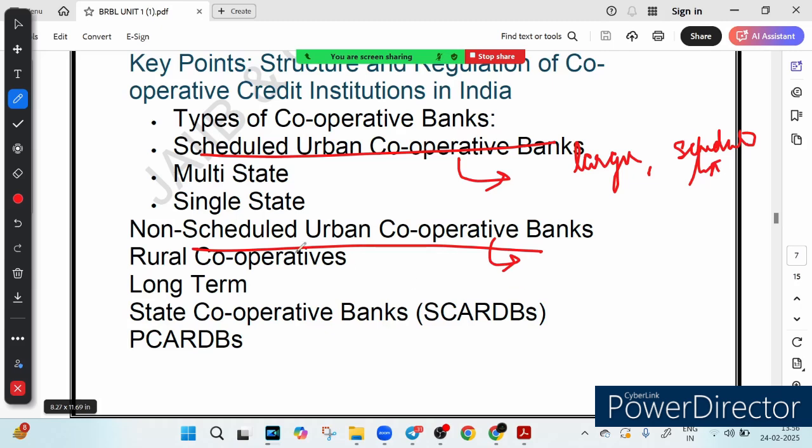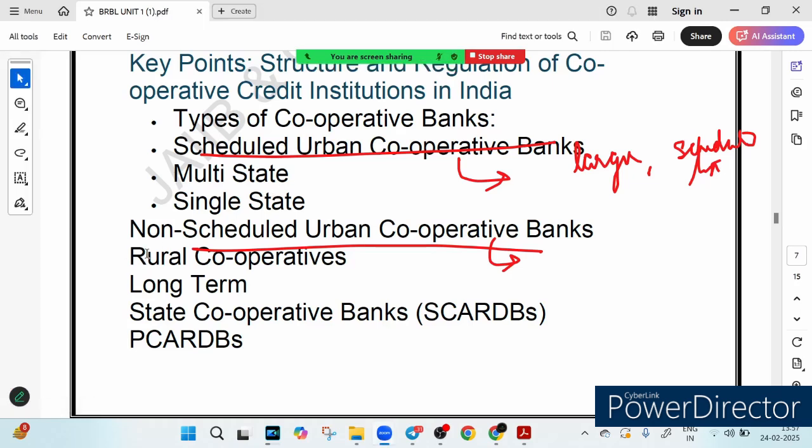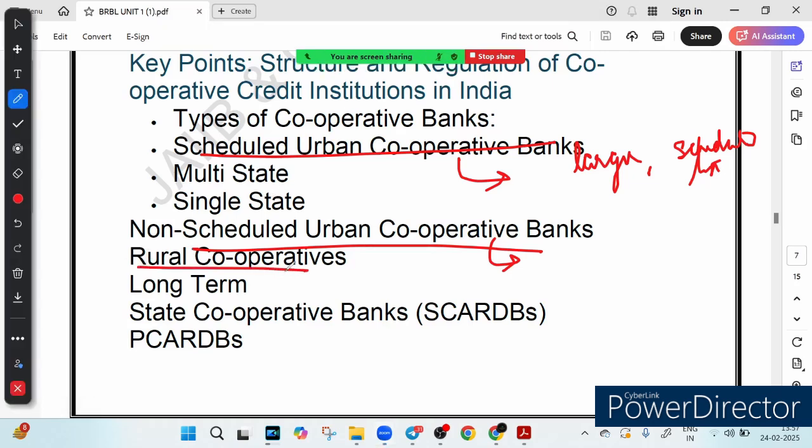And then we have something called rural cooperative. Let me show you. Here it is, rural cooperative. These banks are all about supporting rural areas. They focus on farmers and the rural community.